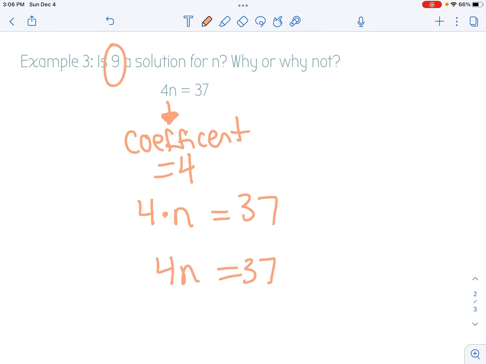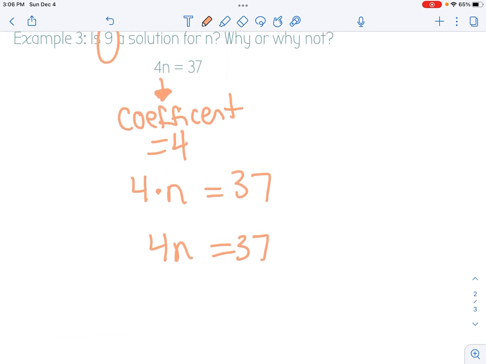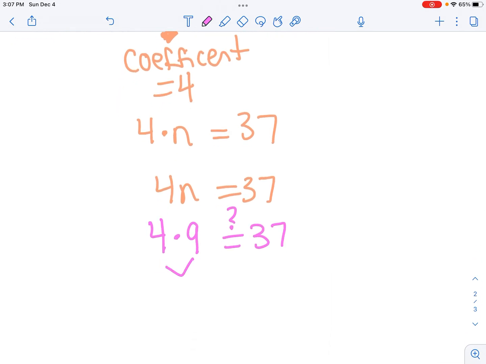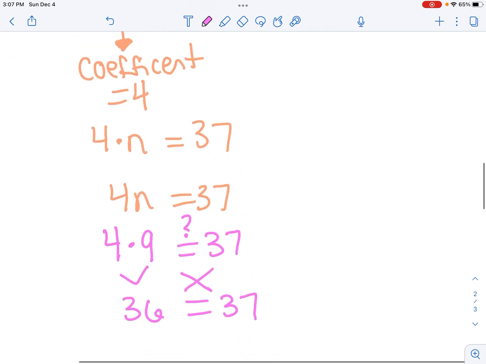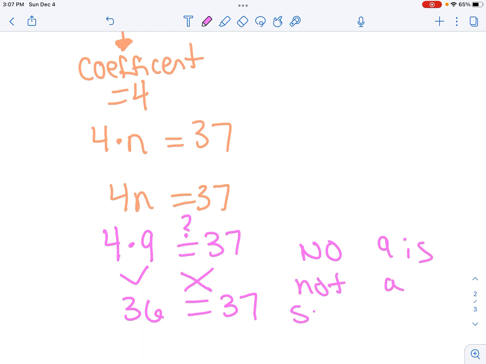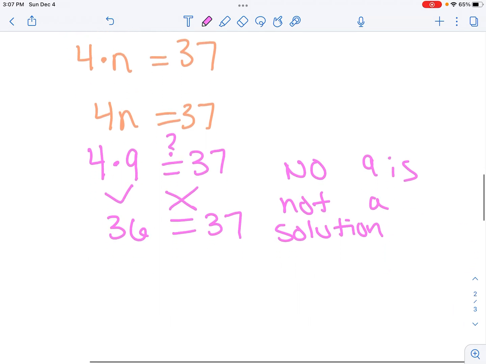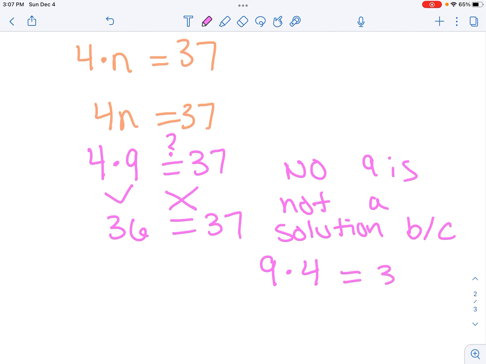It's asking us, is 9 a solution? Could 9 be part of this solution set? Let's try it out. Instead of 4 times n, we're going to do 4 times 9. Does this equal 37? First we have to ask ourselves, what is 9 times 4? 9 times 4 is 36. We're close here, but it does not exactly equal 37. So no, 9 is not a solution, because 9 times 4 equals 36, not 37.